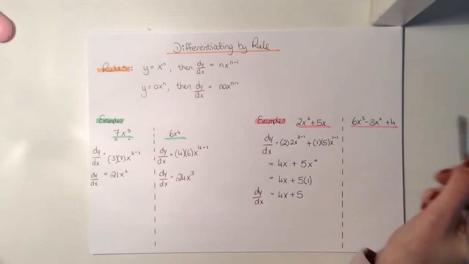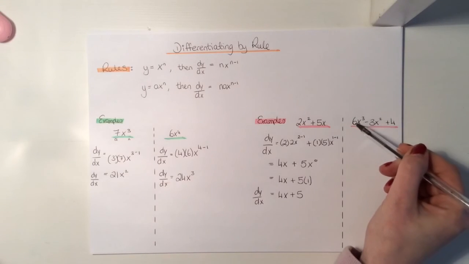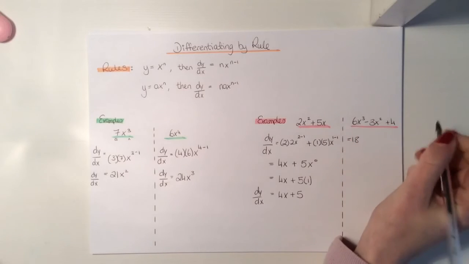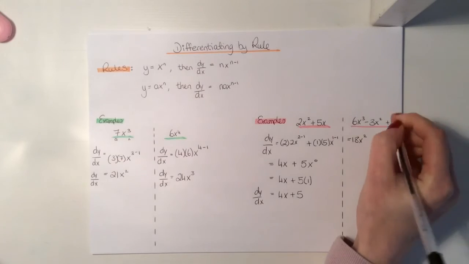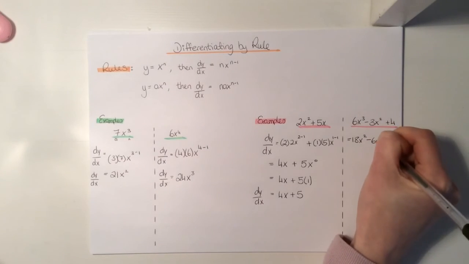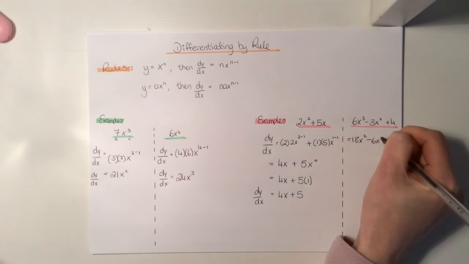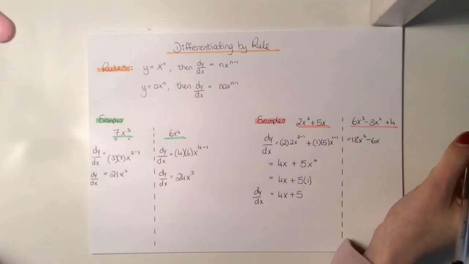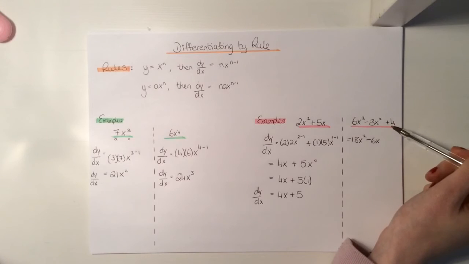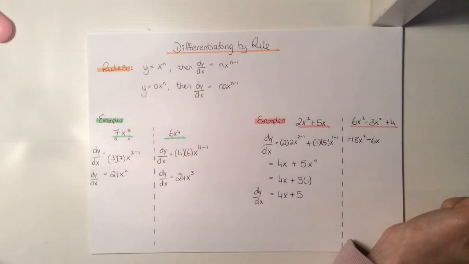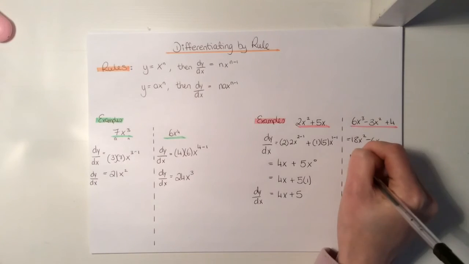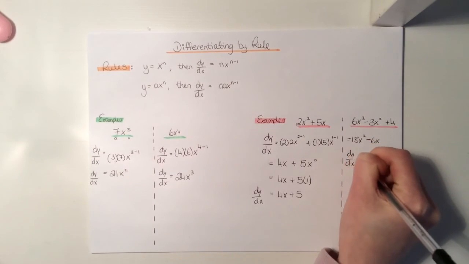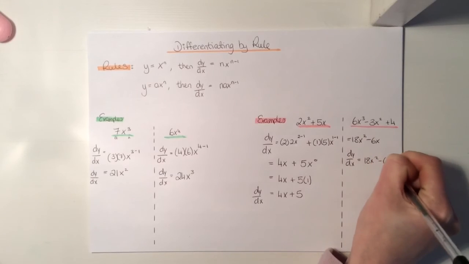Then on to the next one. So we've got again 3 times 6 is 18, 3 minus 1 is 2. 2 times 3, minus 3 is minus 6. 2 minus 1 is 1, so the power of 1. Now, when you're differentiating, if you ever have a constant, so any normal number, they just cancel out, they disappear. So that's just gone straight away. So there's my answer, that's my derivative. So dy dx equals 18x squared minus 6x.